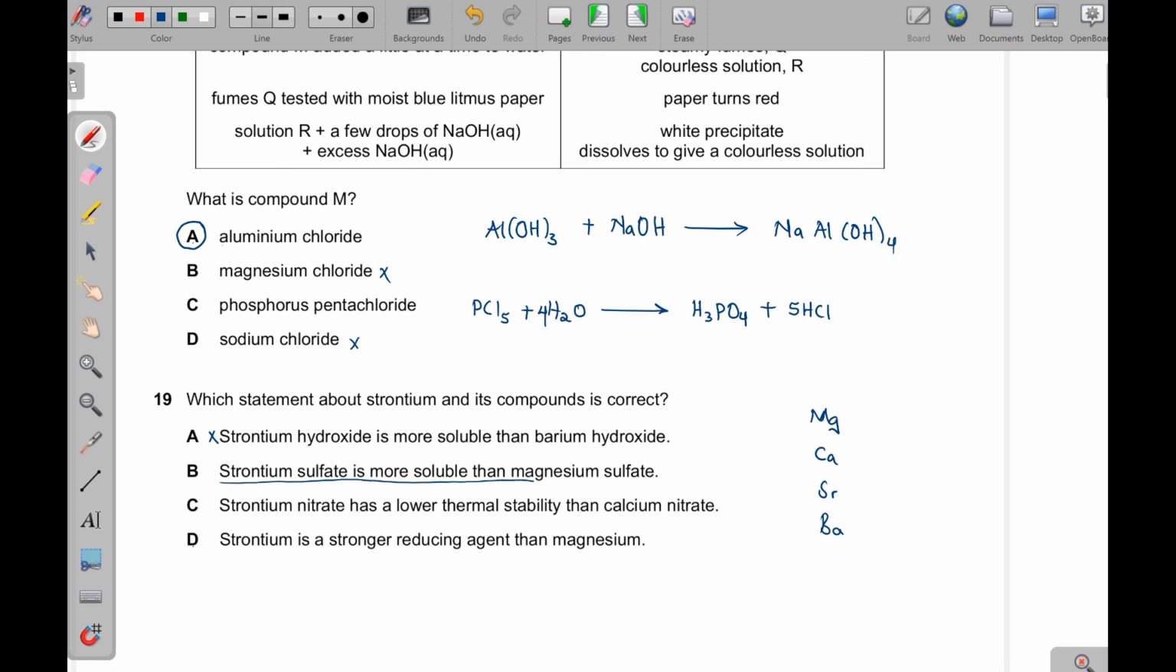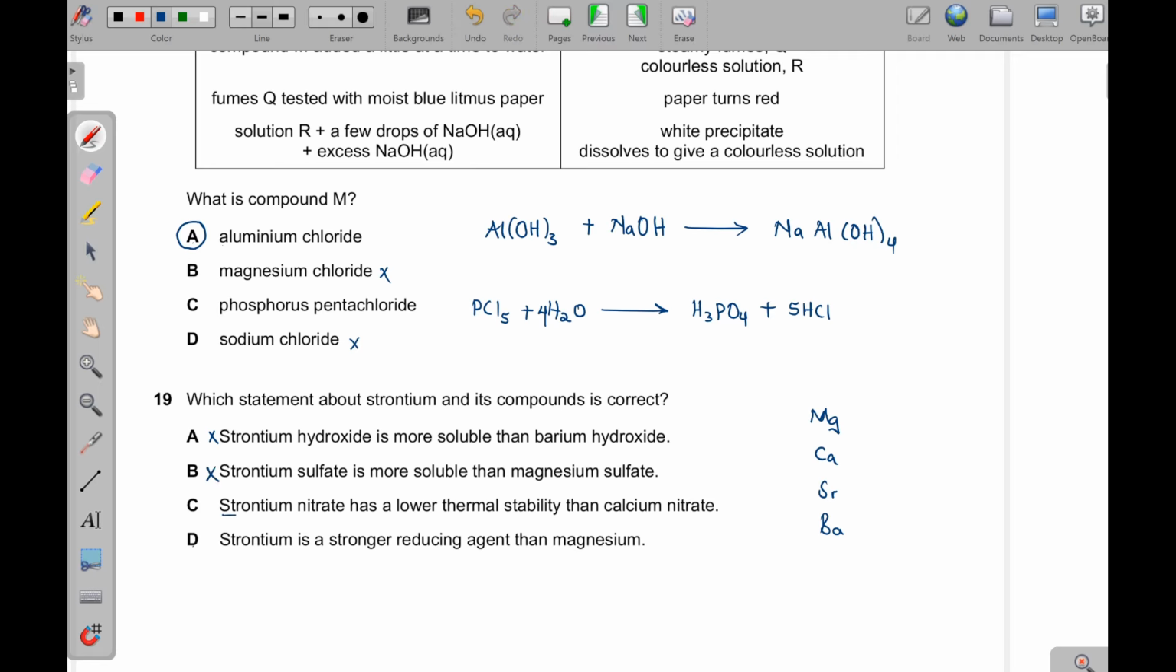Strontium sulfate is more soluble than magnesium sulfate. Now for sulfates, the solubility of sulfates of group 2 decreases down the group. That means magnesium sulfate is more soluble compared to strontium sulfate. And we actually use this confirmatory test. If we want to see that there are barium ions in a solution, we introduce a sulfate into that solution. You will see a white precipitate, which is barium what? Sulfate. So it is less soluble there. So that means magnesium sulfate here is much more soluble compared to strontium sulfate. So this one will go off.